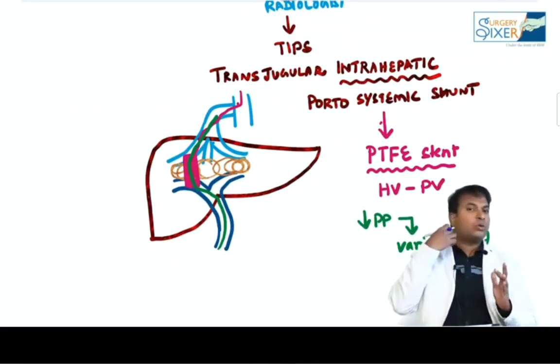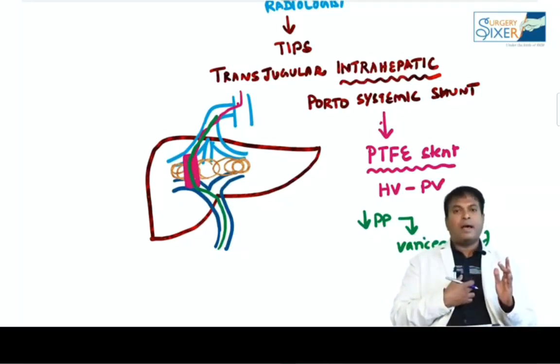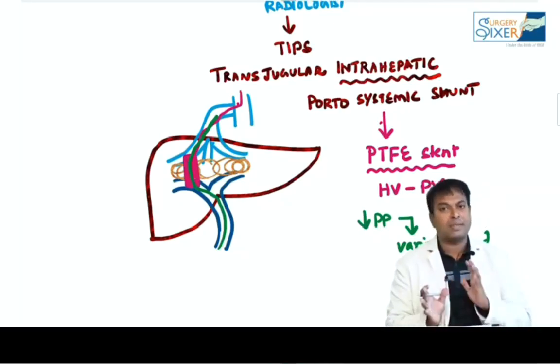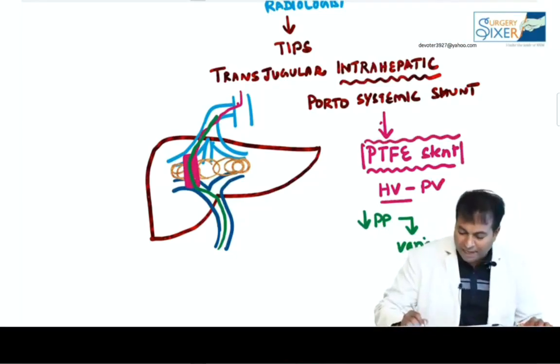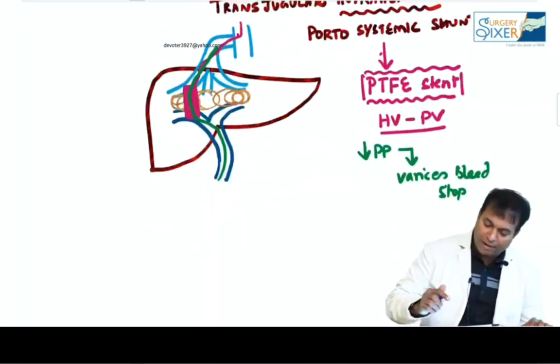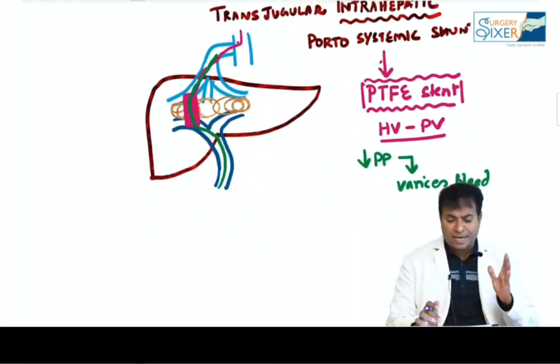So TIPS is done through the internal jugular vein route, goes through the heart into the IVC, into the right hepatic vein, to the right portal vein, or whichever is accessible. A polytetrafluoroethylene stent is placed between the hepatic vein and a portal vein branch. The moment you put this stent, the variceal bleed will stop.